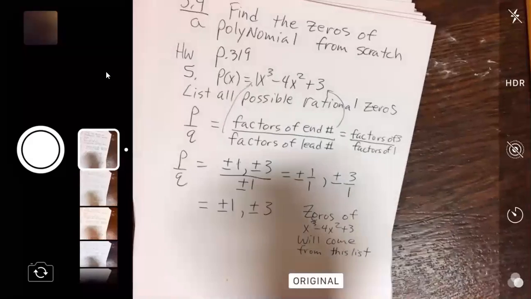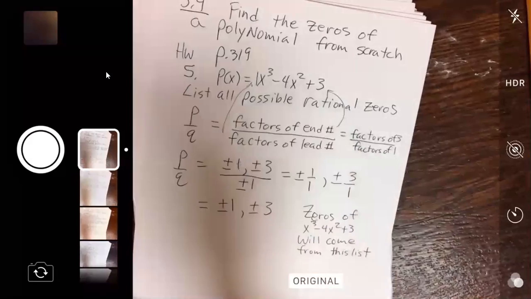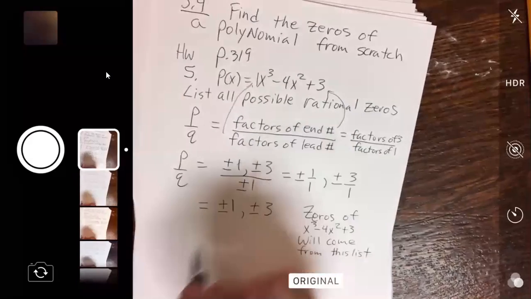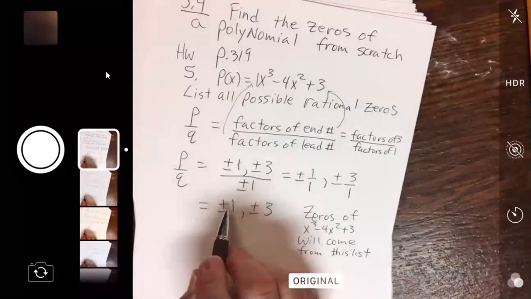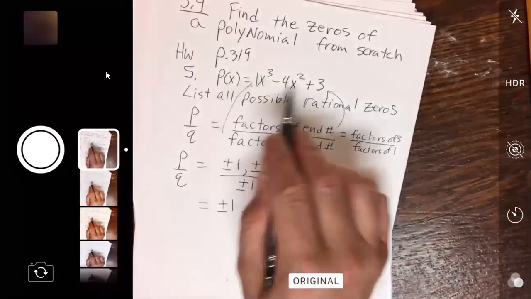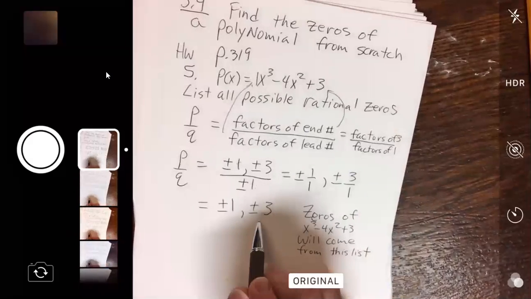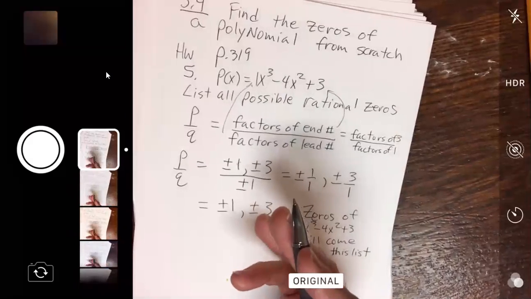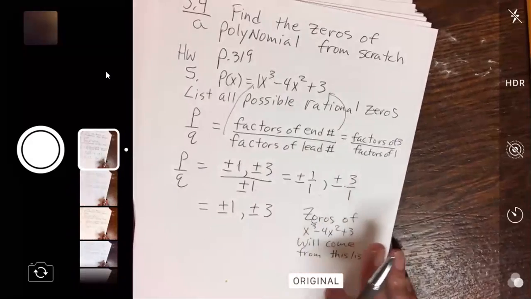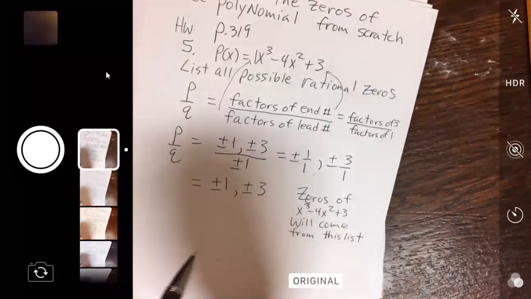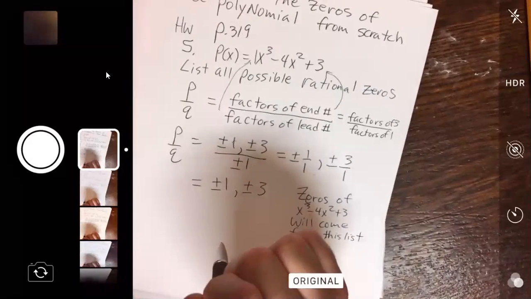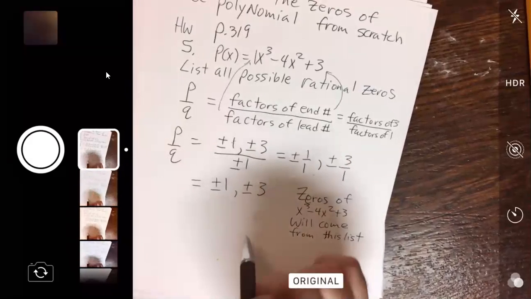All right, they tell you in the directions not to find which ones are actual zeros. Actual zeros mean you can plug these in and you actually get 0. But you have to have your candidates. All right, questions? That's all they want in this little section, this little baby problem: forming this list.